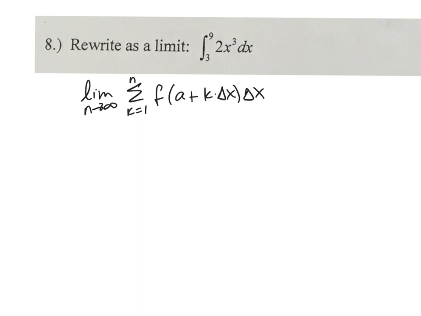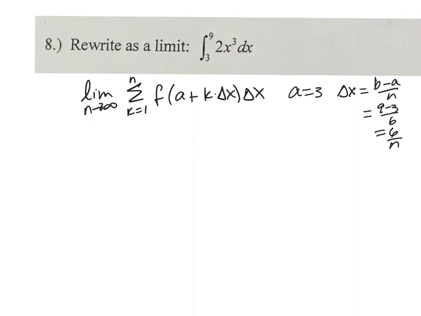Okay, so let's identify some parts from this integral. We know from the integral that a, the lower bound, would be 3. Okay, so let's write that down. So we know that a is equal to 3. And then let's also figure out what delta x is. Remember, delta x is b minus a over n. The upper bound minus the lower bound over n. So that would be 9 minus 3 over n, or 6 over n.